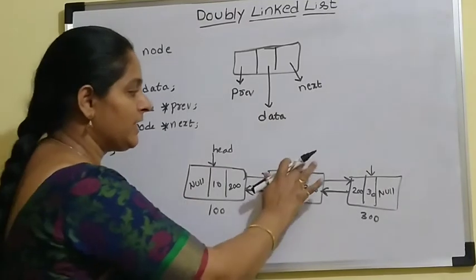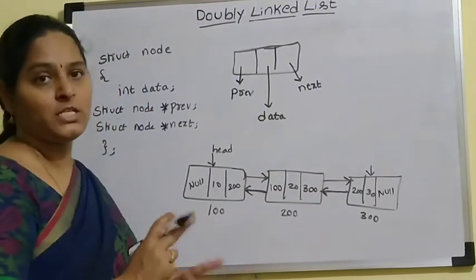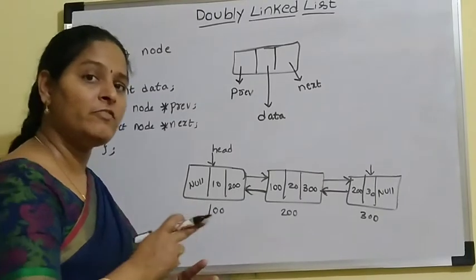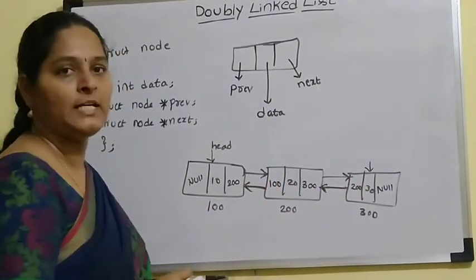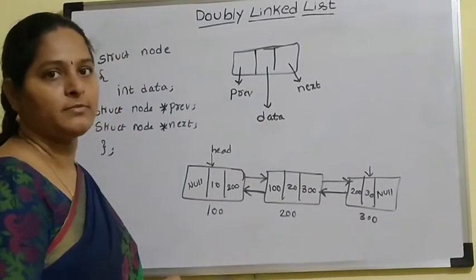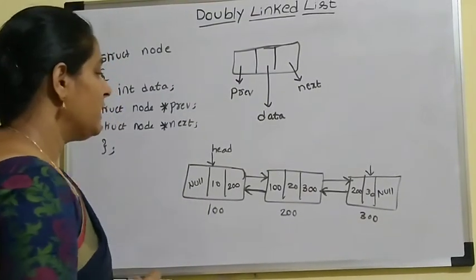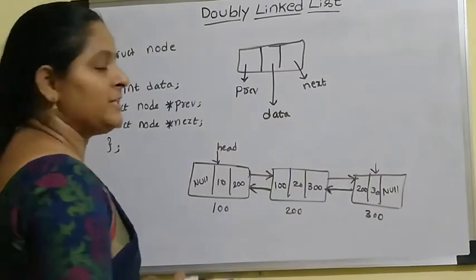So in a doubly linked list, two-way communication is possible, but in a single linked list only one-way communication is possible. That is the advantage of a doubly linked list over a single linked list. Right? Now see, this is the representation.